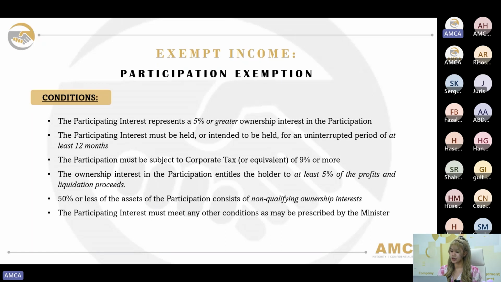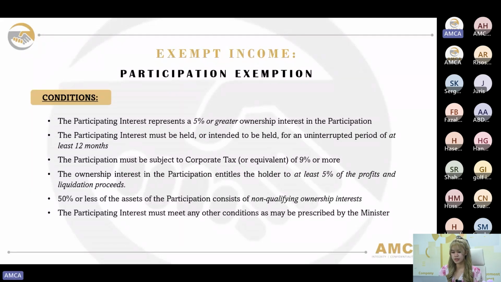This condition requires the participation to be subject to corporate tax or any other tax imposed under the applicable legislation of the country or territory in which the juridical person is resident, which is of a similar character to corporate tax. So the ownership interest in the participation entitles the holder to at least 5% of the profits and liquidation proceeds. The ownership interest being referred to is the legal and beneficial ownership of the shares or other ownership in the participation.